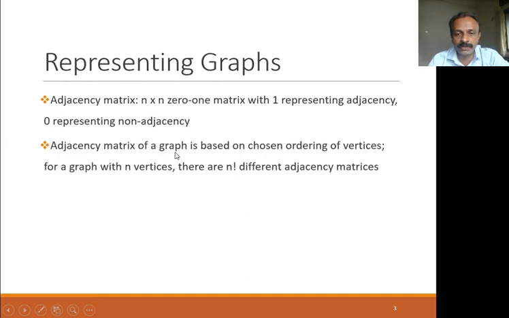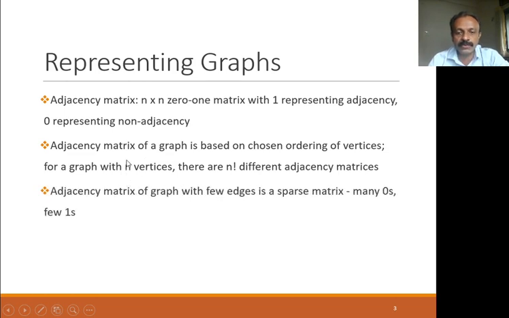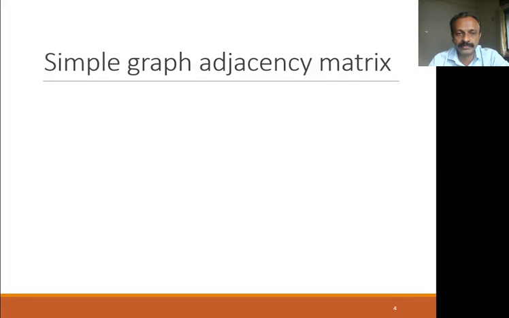Adjacency matrix of a graph is based on the ordering of the vertices. For a graph with n vertices, there are n factorial adjacency matrices. Adjacency matrix of a graph with few edges is a sparse matrix, many zeros and few ones may be possible.